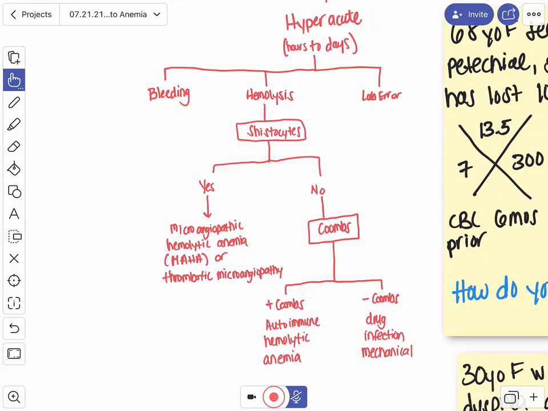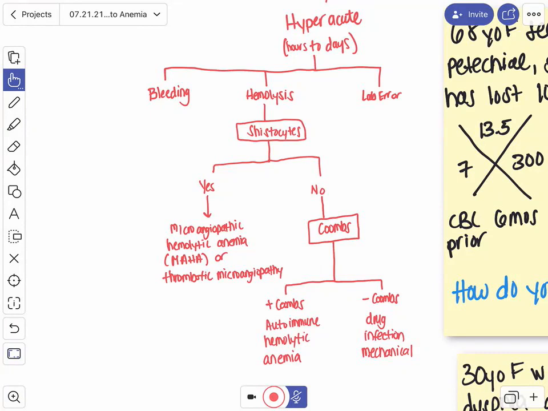There can be mechanical sources of hemolysis. So if somebody has a mechanical valve in their heart, they might hemolyze just from the sheer forces in their blood. And then various infections can also cause a hemolytic anemia. Clostridium can sometimes cause it, or Babesia is also known to do that. So obviously you have to correlate these with your clinical picture.